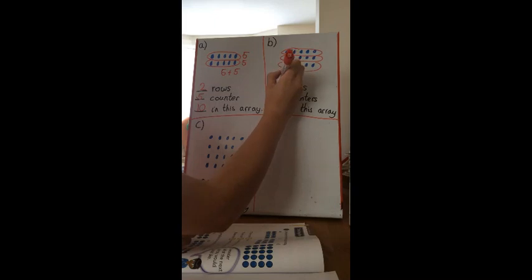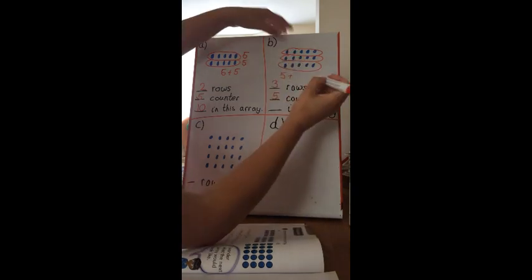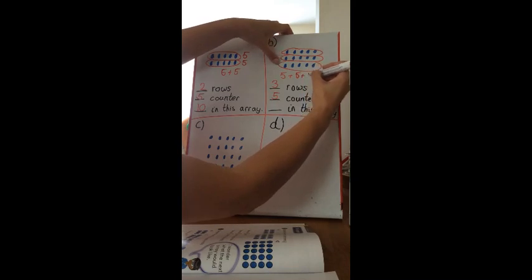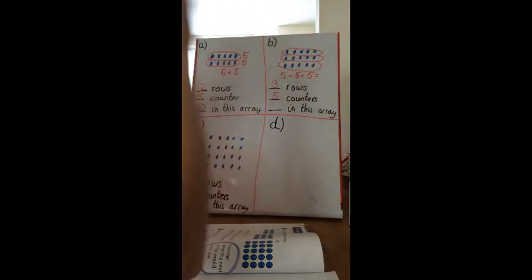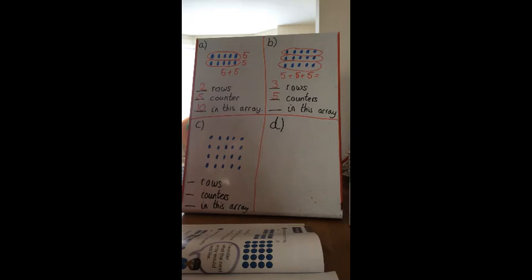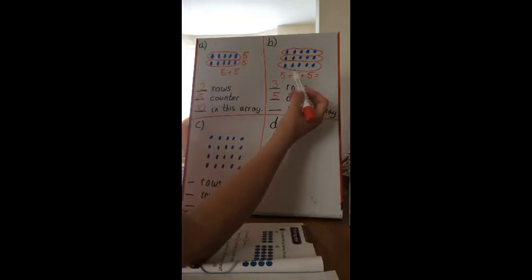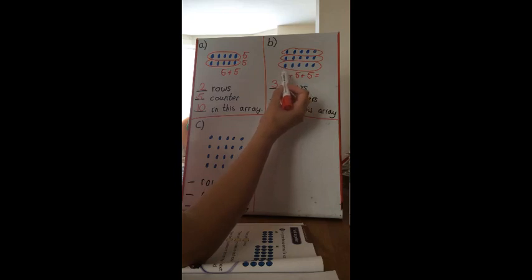So we need to do 5, that's the first row, add 5, add 5. 5 add 5 add 5. If you need to draw your number line, you can, or you can do it in your 5 times tables. Ready? 5, 10, 15. The answer is 15. 3 rows of 5 counters gives us 15 in this array.